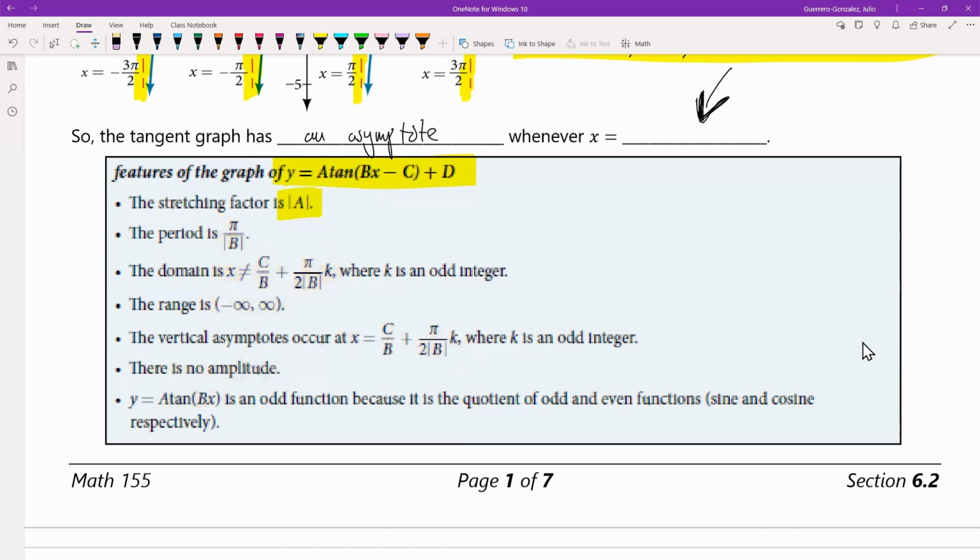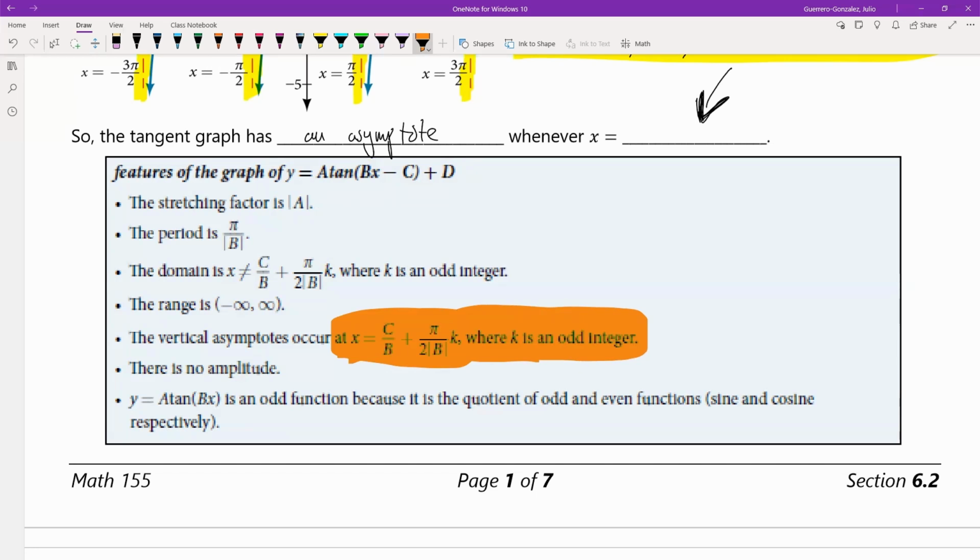Let me erase all the highlights. Let me show you the most important thing of it all, and that's this thing right here. I'm going to do it in orange. That right there, where k is an odd integer. So this right here is going to give us every single asymptote we want, so long as we grab k and plug in odd integers.